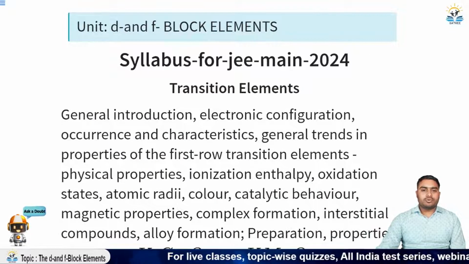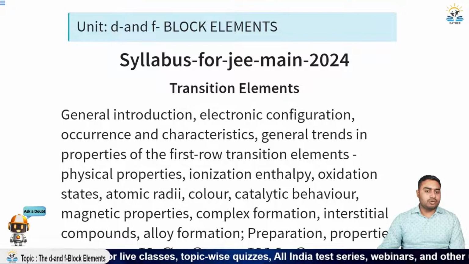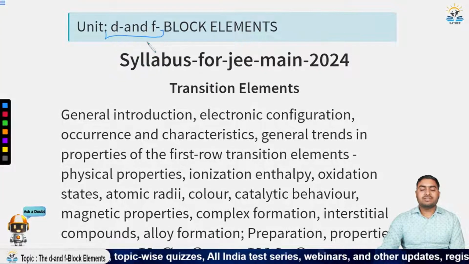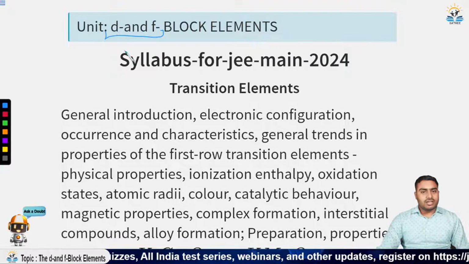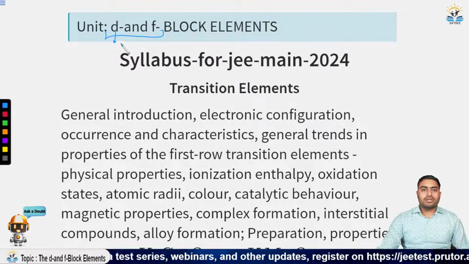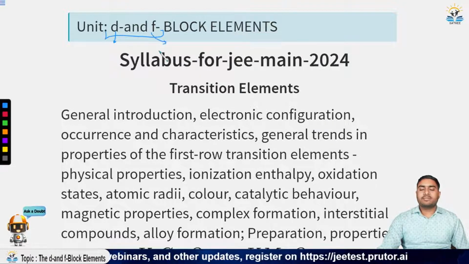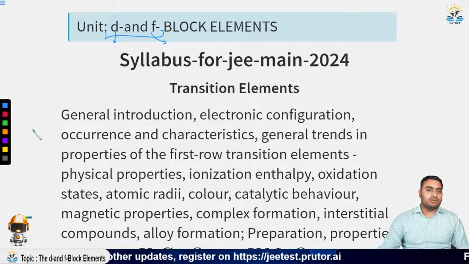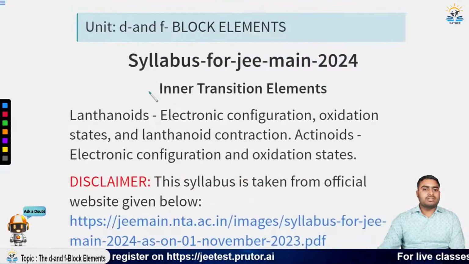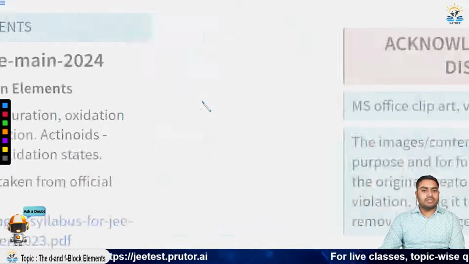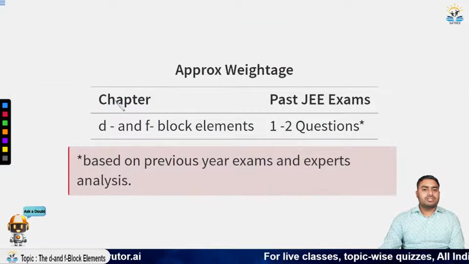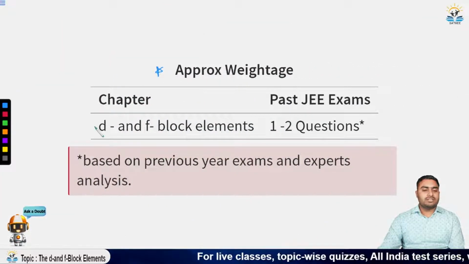You can see the syllabus for transition elements, or you can say D and F block elements. That means the syllabus for transition and inner transition elements. D block is named as transition elements and F block is named as inner transition elements. Okay, this is the syllabus. So let's begin with the session. This is the approx weightage. First of all, let's go through it.